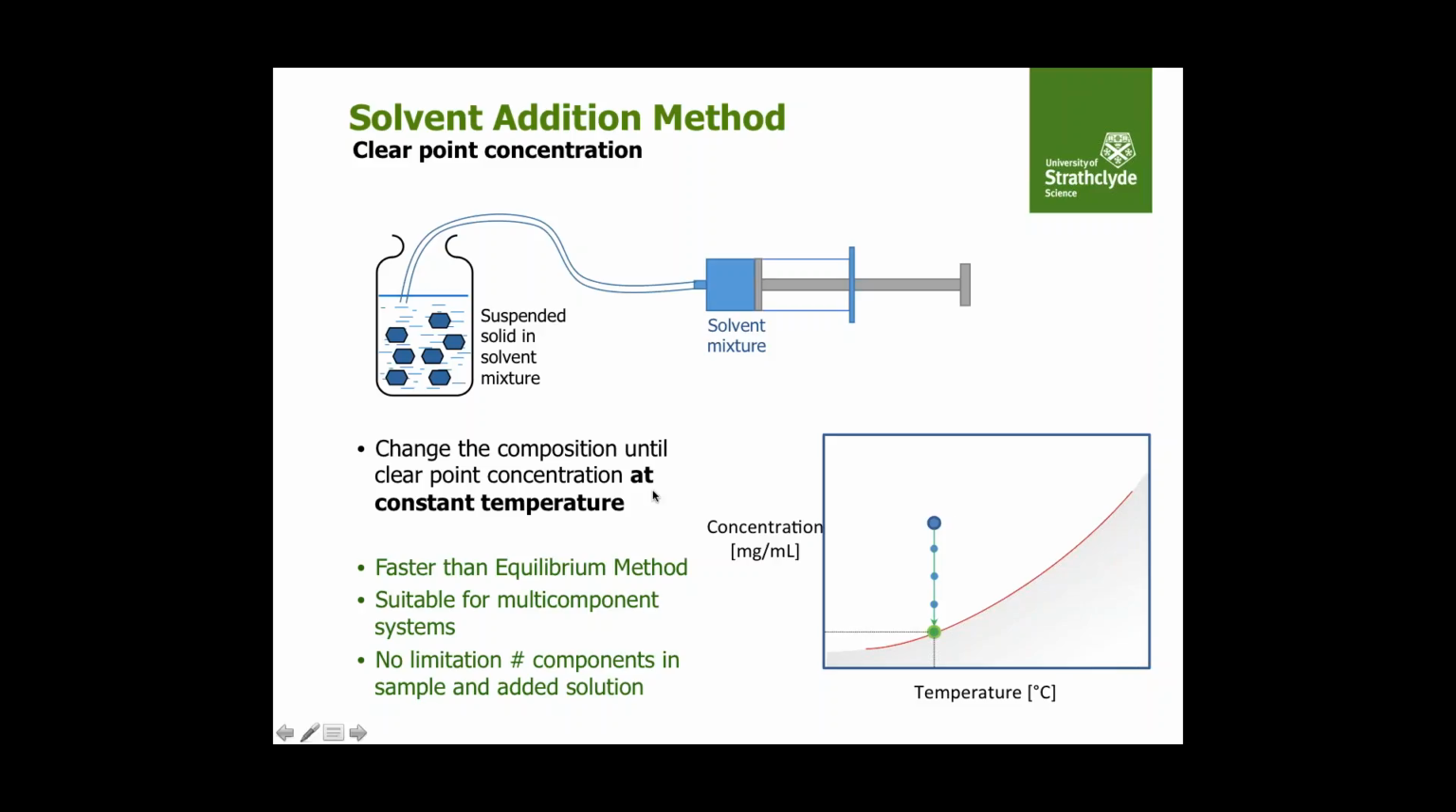This solubility measurement is a bit faster than the equilibrium method, but a bit slower than the temperature variation method. But it is very suitable for multi-component systems, so complex systems in which you want to know the solubility. There's actually no limitation to the number of compounds in the sample, as long as you have a point where your suspension turns into a clear solution, then you can measure at what concentrations it occurs.